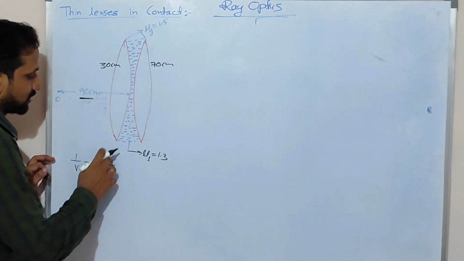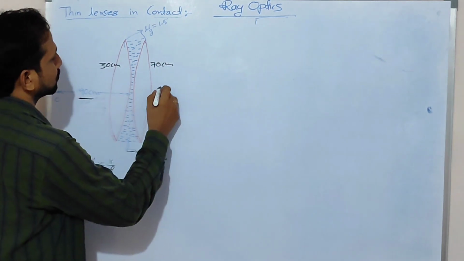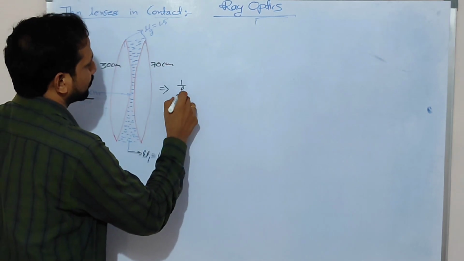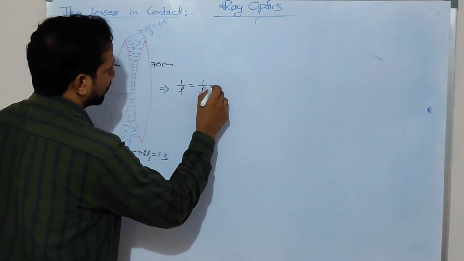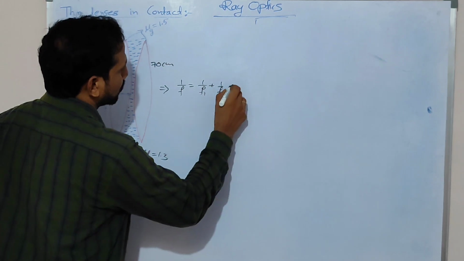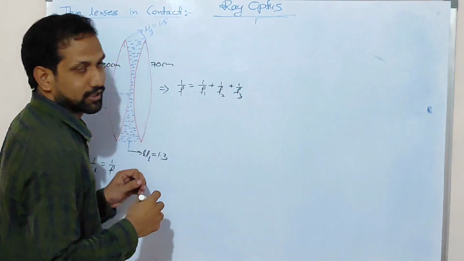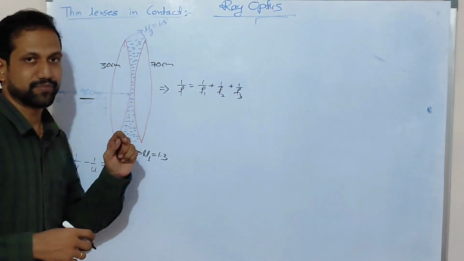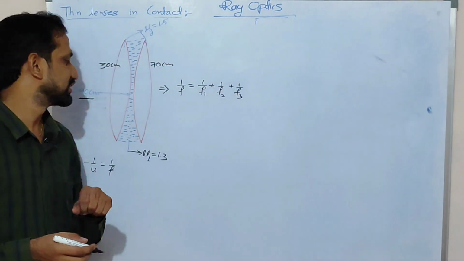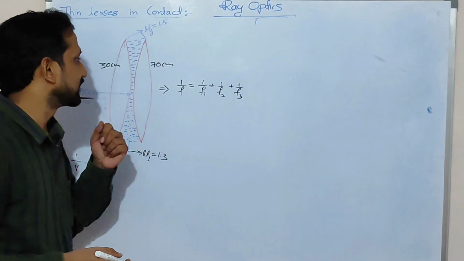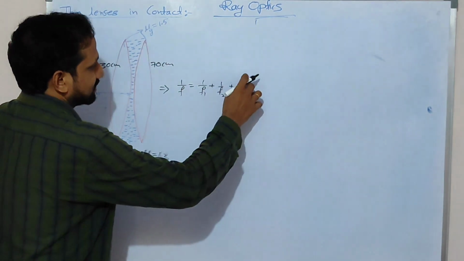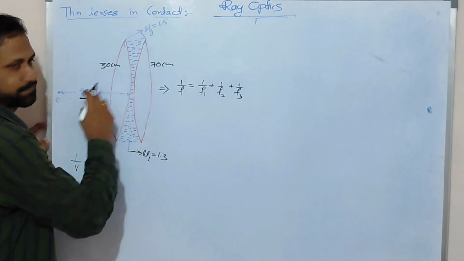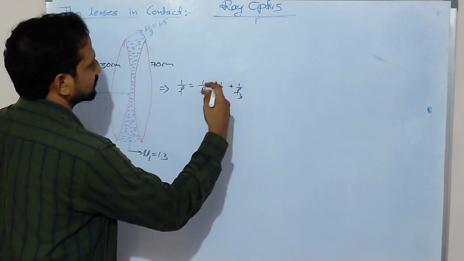To find that f value we should use the concept of thin lenses in contact, that is, 1/f equals 1/f1 plus 1/f2 plus again 1/f3. Here the liquid which is in between the two lenses is going to behave as one more lens, that is, a liquid lens. So the focal length of the liquid lens is f3, which we need to calculate, because the f1 and f2 values are mentioned already.